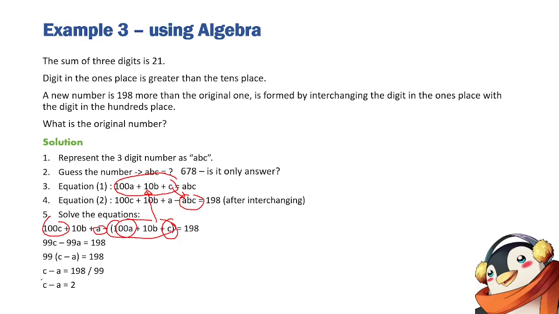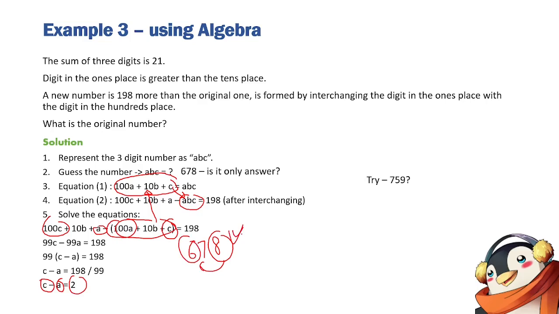This simply means the ones digit is greater than the hundreds digit by 2. So you see 6, 7, 8, the ones is greater than the hundreds by 2. So 6, 7, 8 is one answer, it's correct. But is it the only answer?